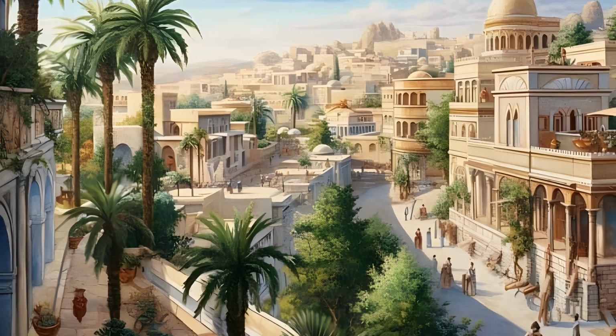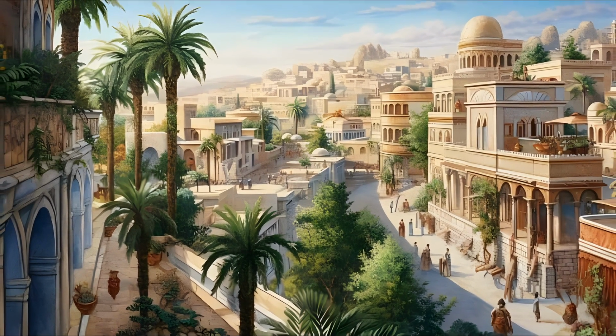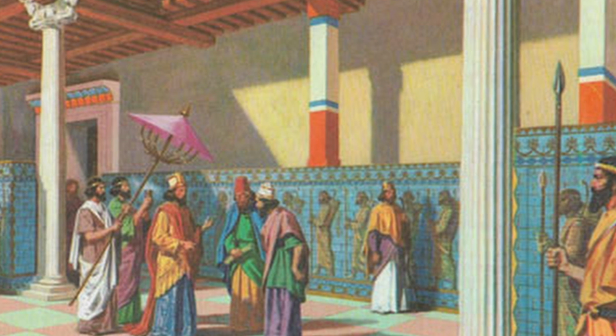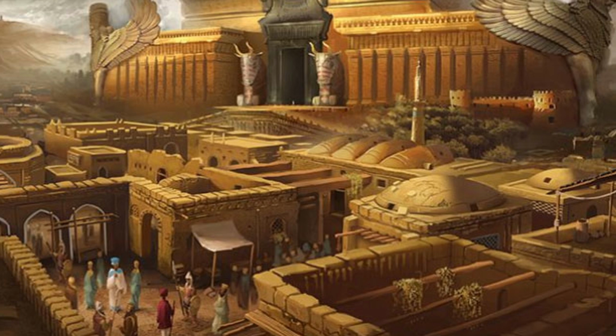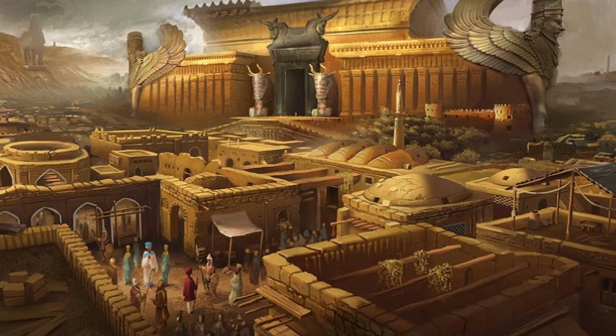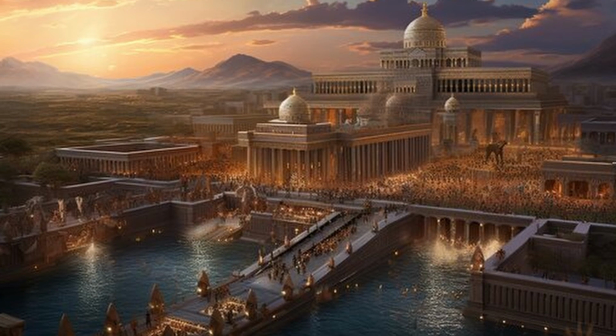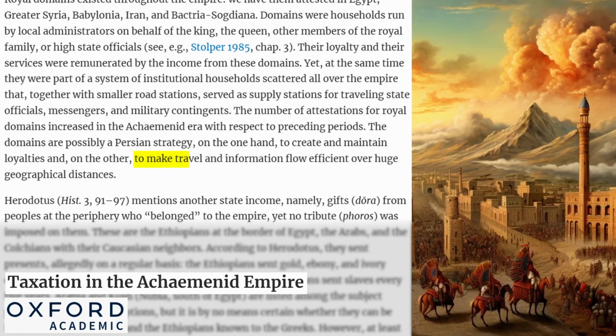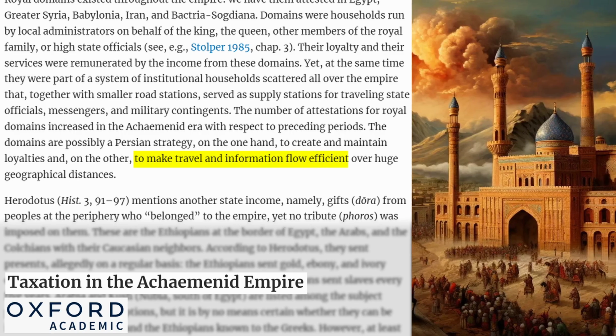Now, it wasn't all about just creating complex governance processes. Beyond keeping the empire functioning, they also aided in the flow of people and information. Together with small road stations, these domains served as reliable supply points for traveling state officials, messengers, and military contingents. It made movement over large geographical distances much easier.